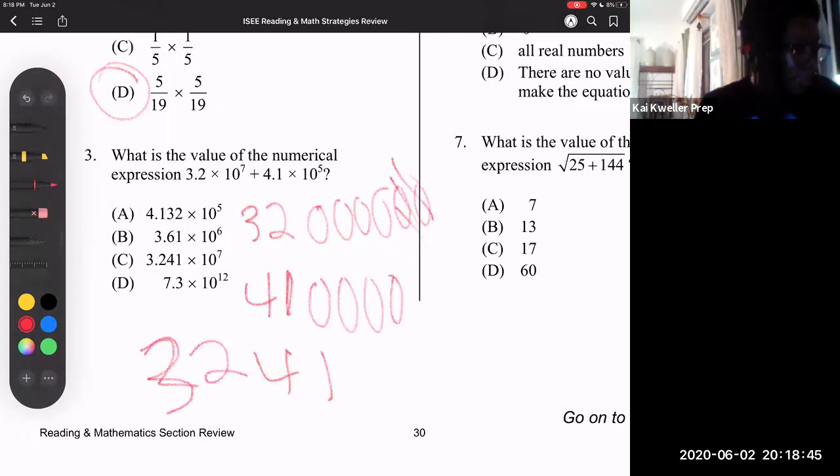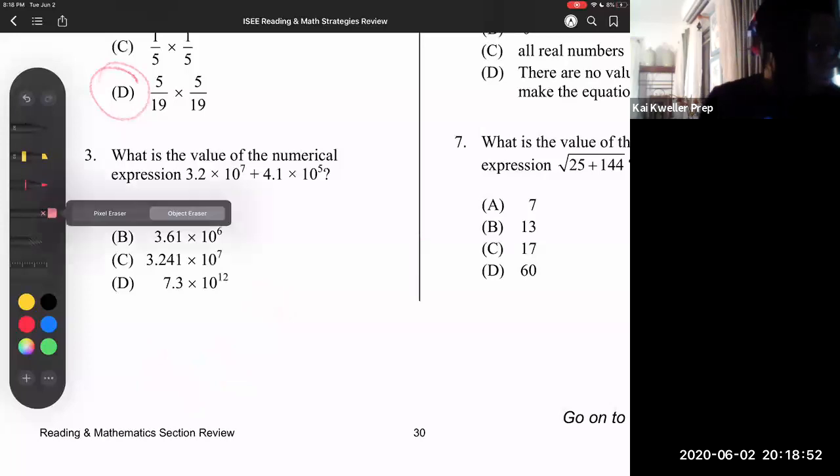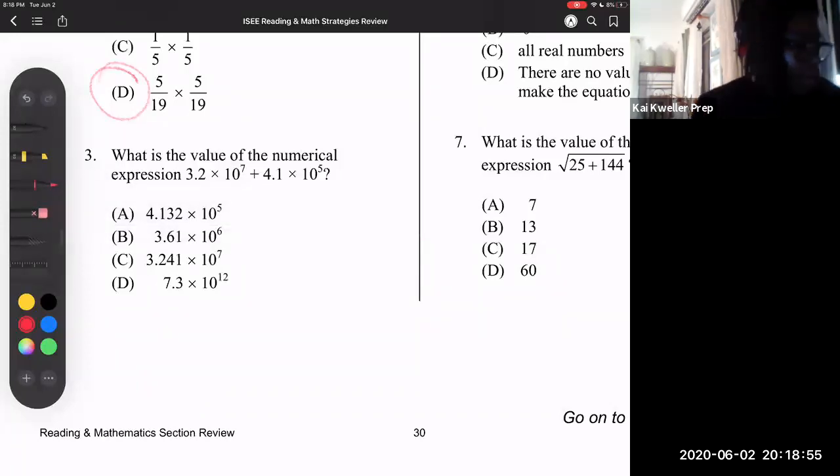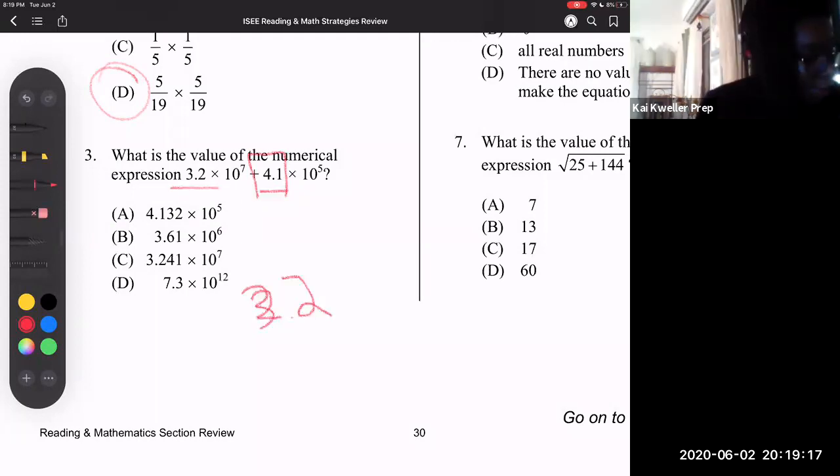But the easiest thing to do is, they want you to take all that time and waste all that time doing all of that work. The easiest thing to do is this. This number and this number are separated by 2 places. 4.1 is 2 places behind 3.2. So 3.2, and because the 3.2 is 2 places ahead, you can just write 4.1 after that and add it together.